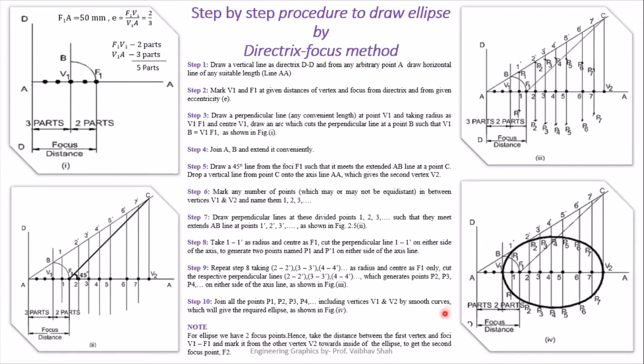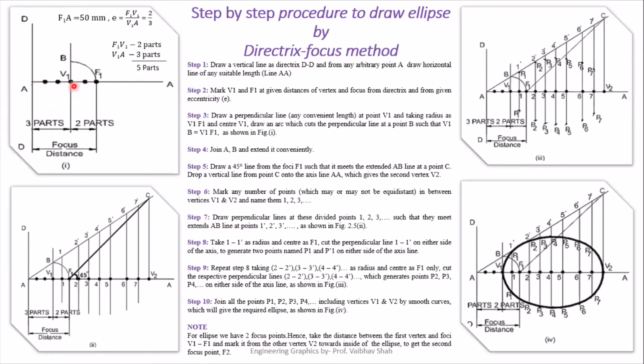So it is a simple method, in which we have first plotted the directrix. After that, we have drawn one horizontal axis AA. After that, we specify this point F1 by the given distance of F1A from the directrix, given distance 50. So we have plotted this 50 distance away from this point F1. After that, we use this eccentricity ratio which specifies F1V1 by V1A. F1V1 is 2-part distance and V1A is 3-part distance. The total is 5 parts. So the total focal distance is divided into 5 parts, 1, 2, 3, 4 and 5.